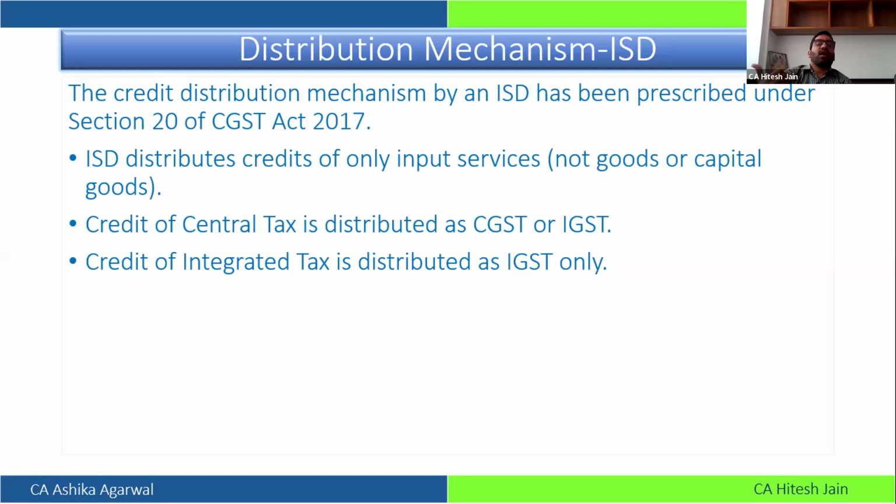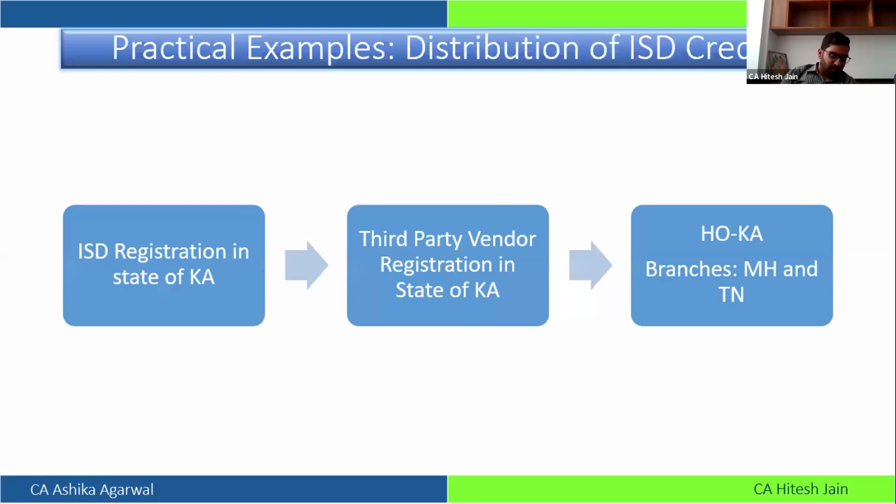Now, how the ISD mechanism works is that credit of central tax can be distributed as CGST or IGST, and credit of IGST is distributed as IGST only. To understand this in a better way, let us consider a practical example where I have an ISD registration in the state of Karnataka.